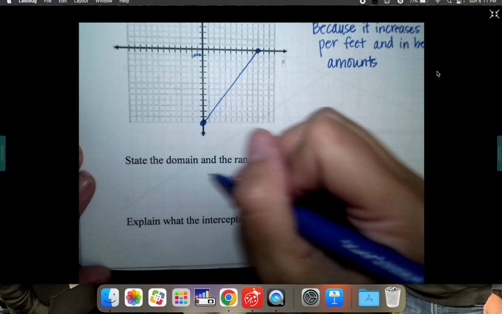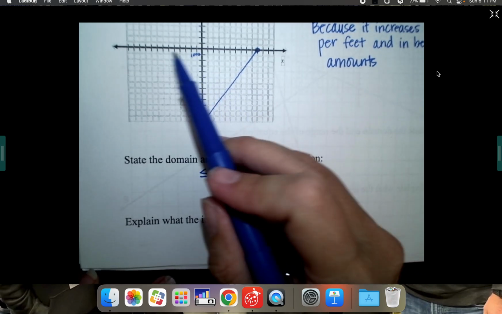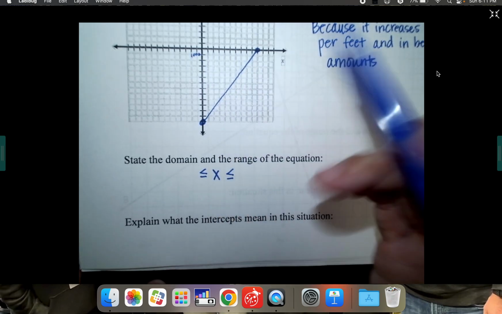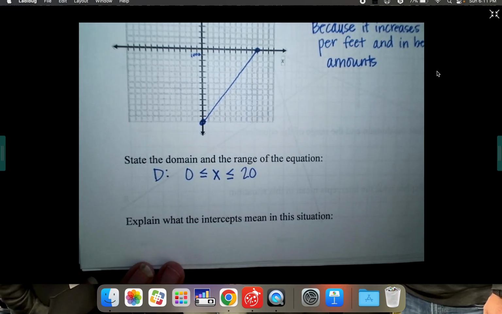Okay, let's state the domain and range. The domain is the x-axis, so we know it's going to be somewhere between, let's look at our x-axis, 0 and 20. So 0 and 20, and this again is the domain. I forgot to put a D.